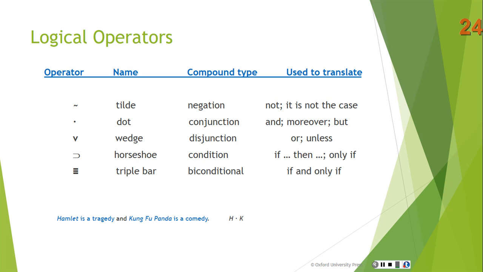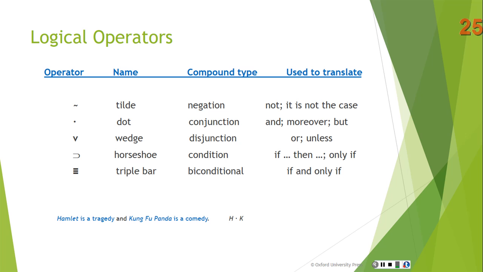Okay, those are all the logical operators. Here's a neat little table to show you the operators, their names, the compound type, and what they're used to translate. So we have the tilde. It's called the tilde. It's a negation. It's used to translate the words "not" and "it is not the case that." It's used to translate other things as well.